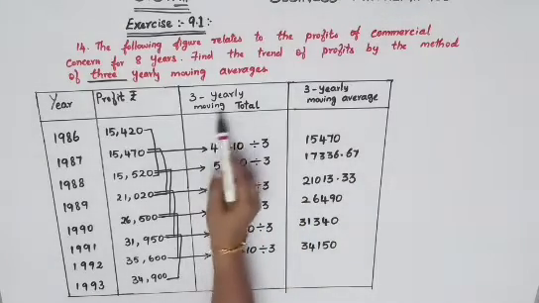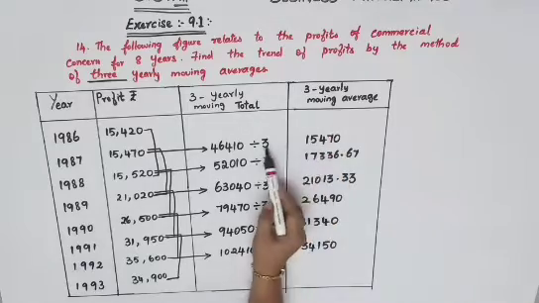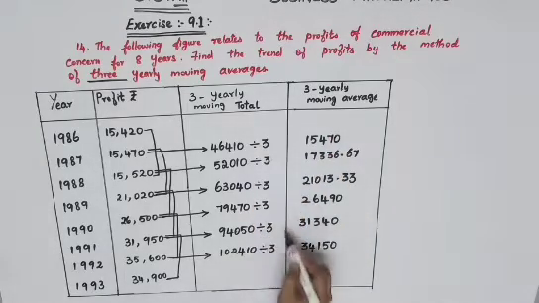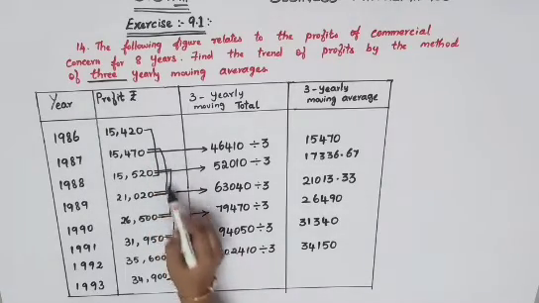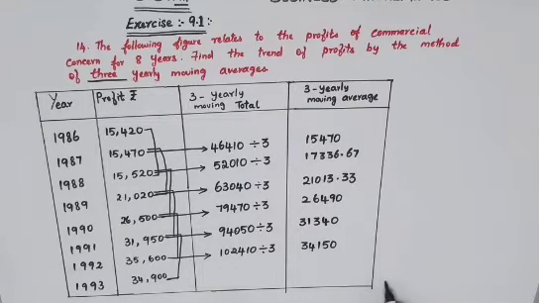If it is 4 yearly moving average, 4 numbers you will have to take, and here it will become divided by 4. So no need to write this divided by 3 from your exam point of view, and you need not draw these lines and all. This is for you all to understand. I'm just drawing these lines. So this is the answer for your 14th question.